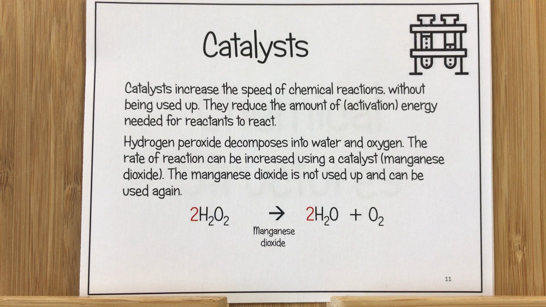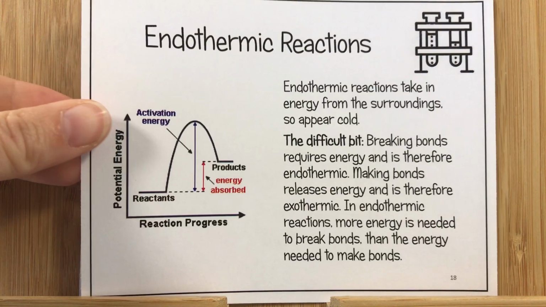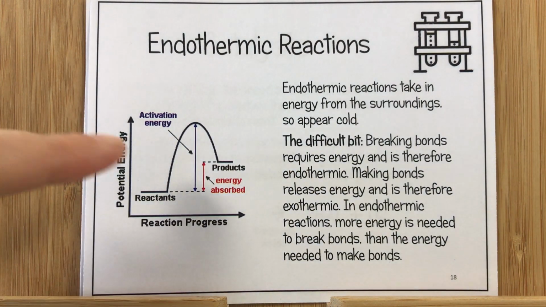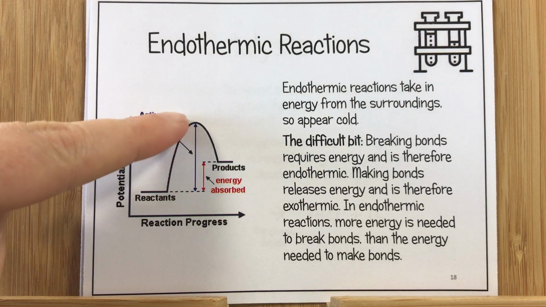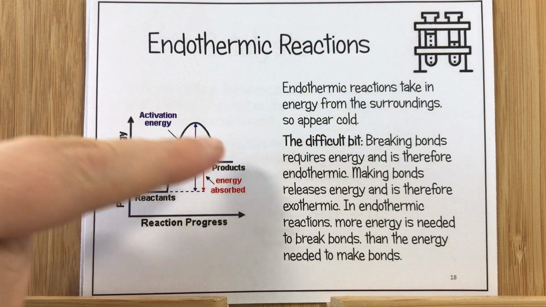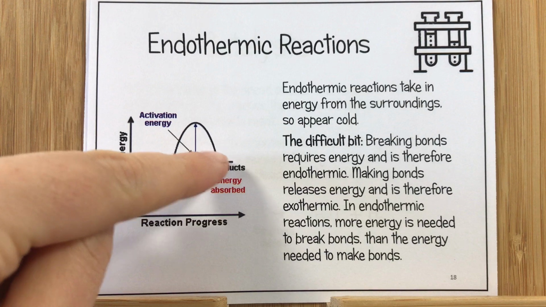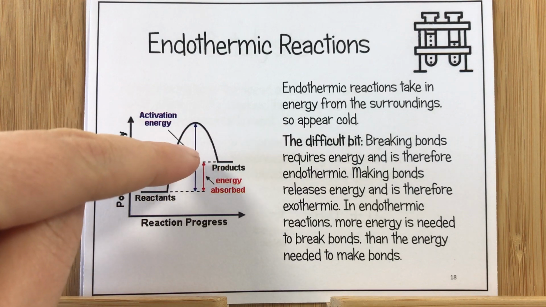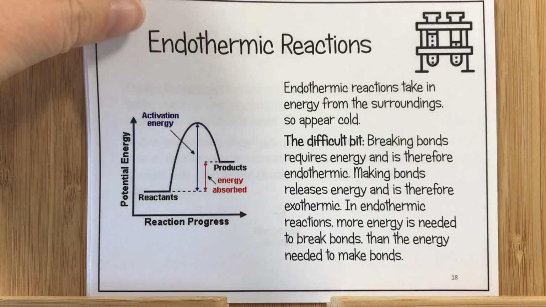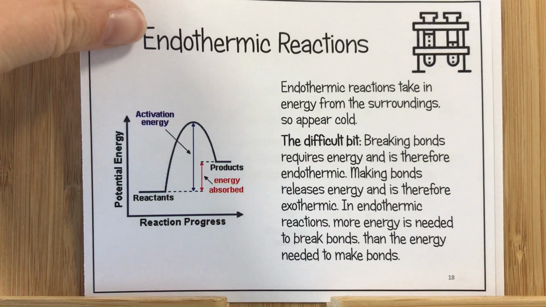And if we go back to our exothermic reaction graph, we can see we talked about energy used to break bonds and energy used to make bonds. And this section here is called the activation energy. And what a catalyst does is it reduces the activation energy.